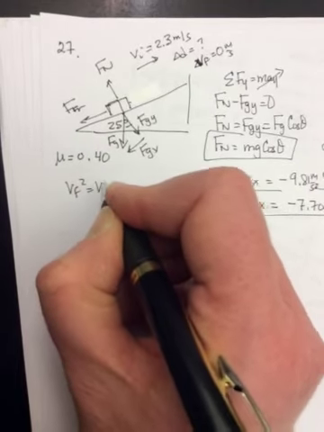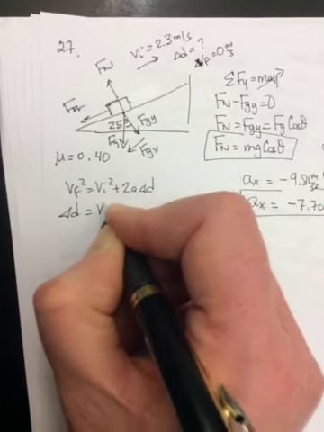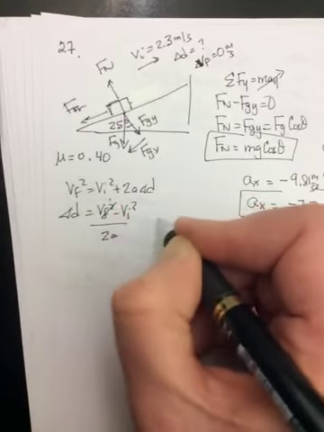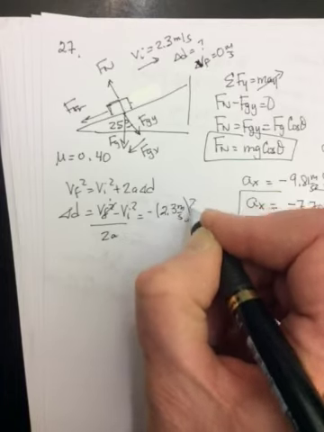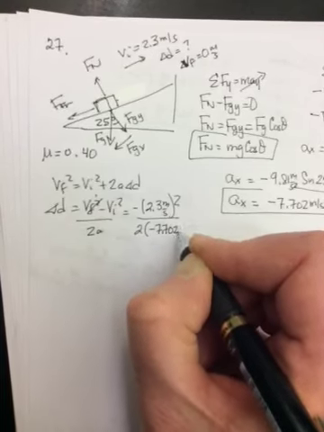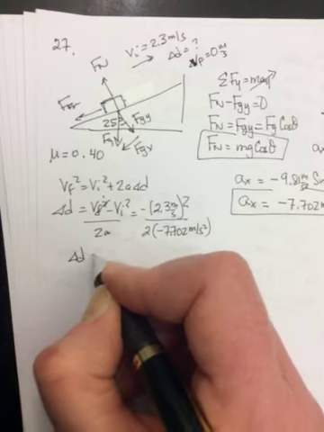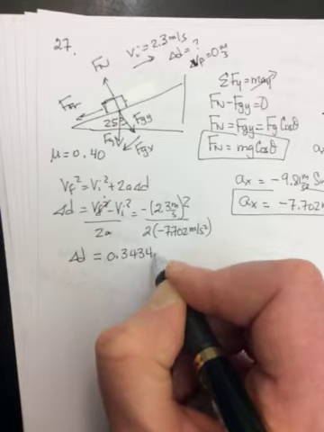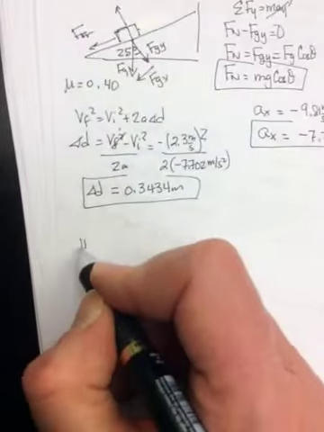VF squared is equal to VI squared plus 2A delta D. So delta D is equal to VF squared minus VI squared over 2A. VF is 0, so negative brackets 2.3 meters per second squared over 2 times negative 7.702 meters per second squared. The two negatives will cancel each other out. You should end up with a delta D of 0.3434 meters.